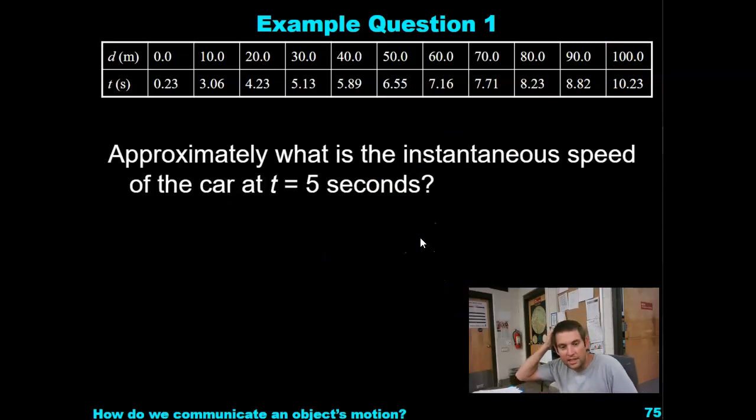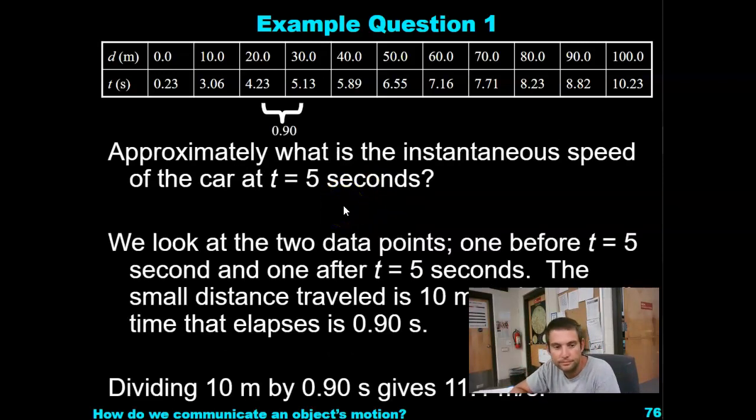What about the instantaneous speed at 5 seconds? We're going to look at the data points, one before 5 seconds and one after 5 seconds. The small distance traveled is 10 meters, and the small time elapsed is 0.9. Dividing 10 by 0.9 is going to give us 11.1.